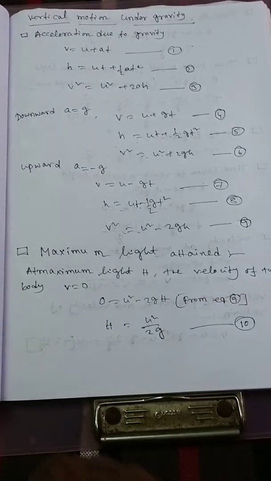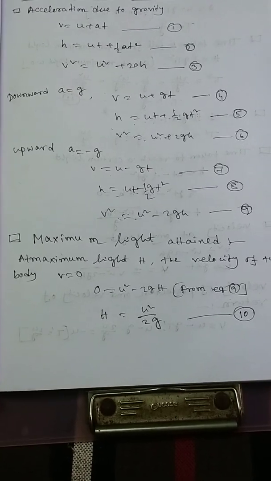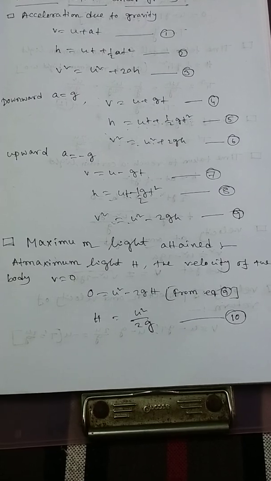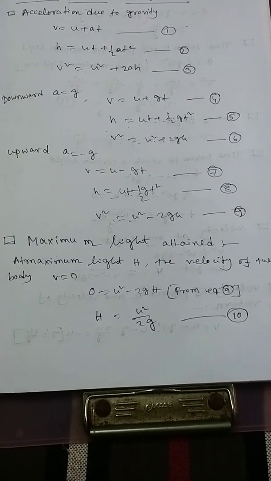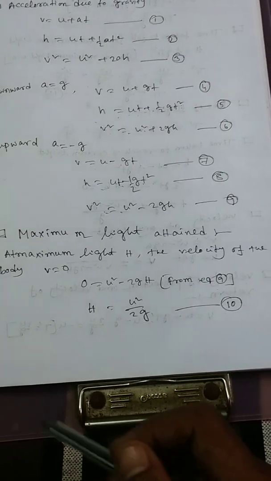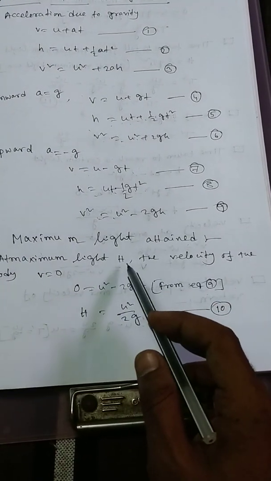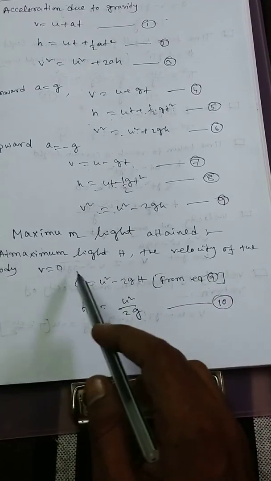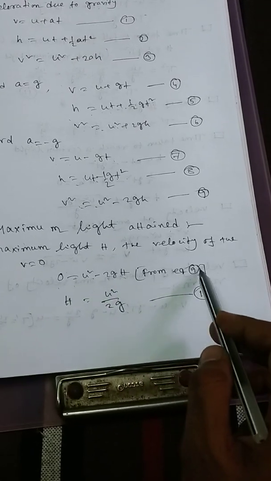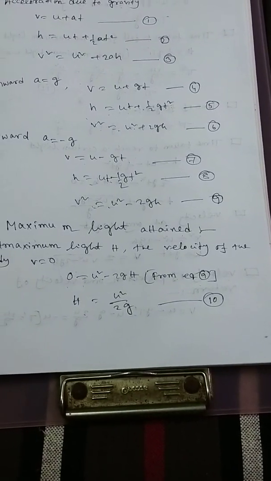Maximum height attained. When a body is thrown vertically upward with a velocity u, it momentarily comes to rest on attaining the maximum height and then again starts falling vertically downwards. At maximum height h, the velocity of the body v equals 0. Then 0 equals u square minus 2gh from equation 9, or h equals u square by 2g.